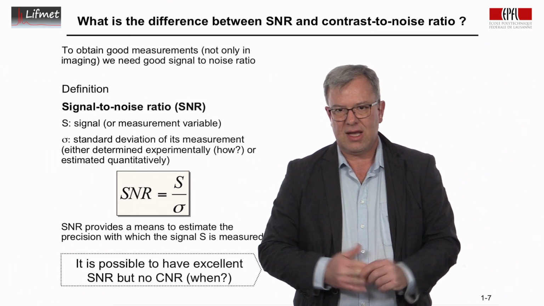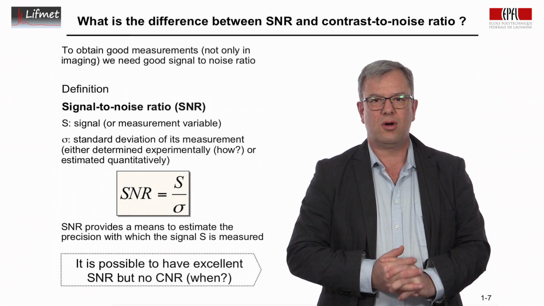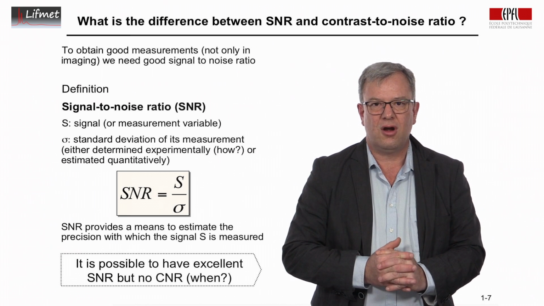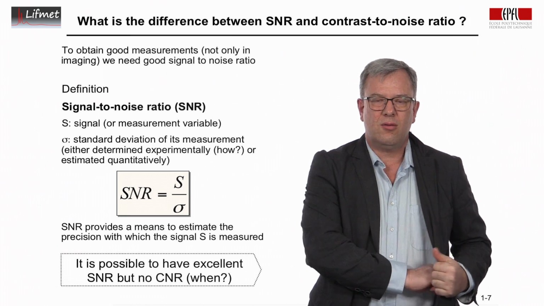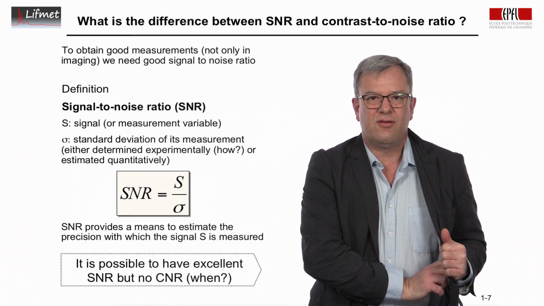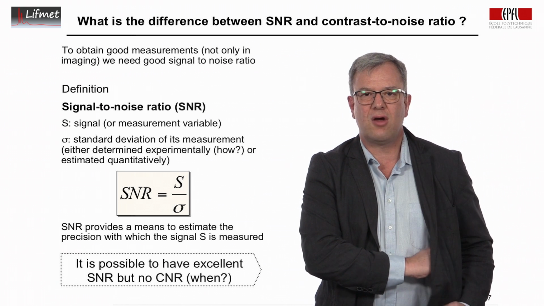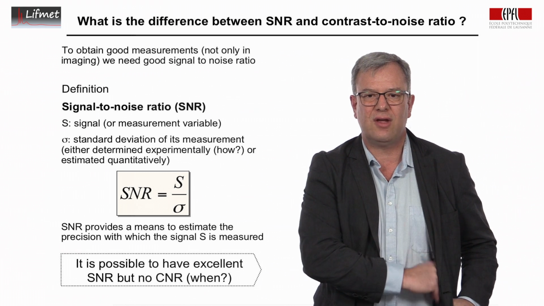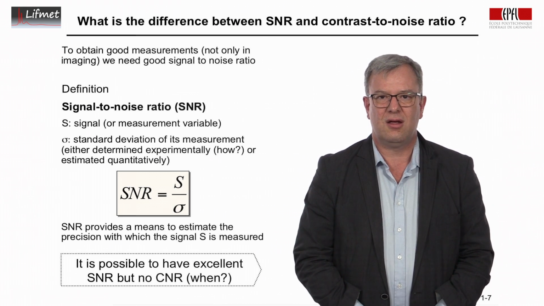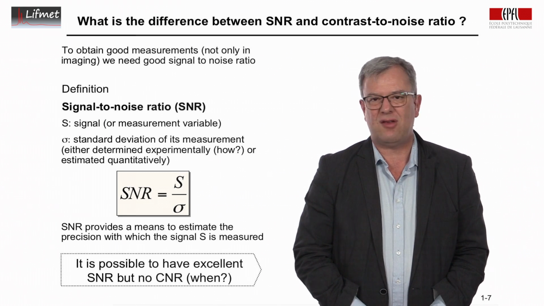So now, it is in principle possible to have outstanding signal-to-noise ratio, but very poor contrast-to-noise ratio. Can you think of a situation? Well, we'll take the camera here, and let's say we take a picture of you, or of the lecture hall, or of some scene, and we take a very long exposure time. So we collect a lot of photons in the CCD device, until we saturate the detector of the camera. Then we have excellent signal-to-noise ratio. We basically have no noise.